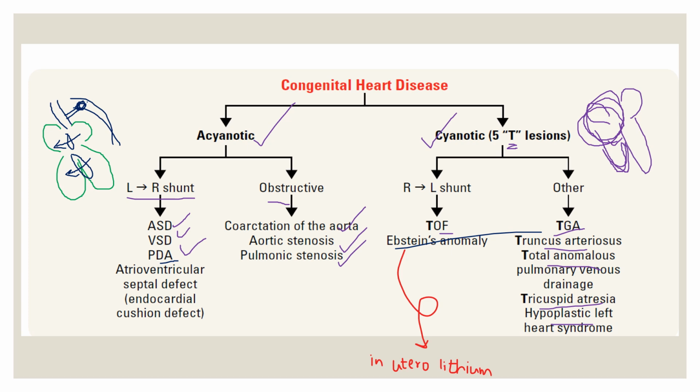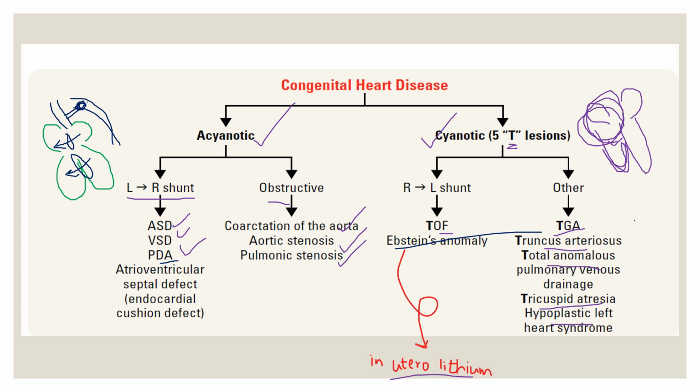So that is called Epstein's anomaly, commonly associated with in utero exposure to lithium. So this is important. In utero exposure to lithium leads to Epstein's anomaly. It is a cyanotic heart disease. Okay, and you also have transposition of great arteries. So that means your great arteries, the pulmonary artery and aorta.